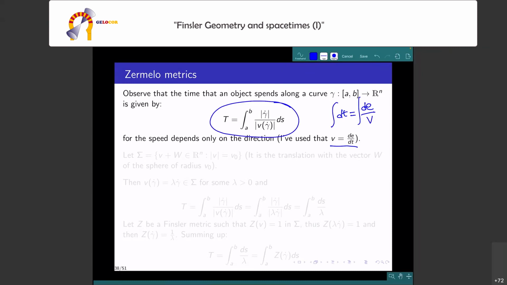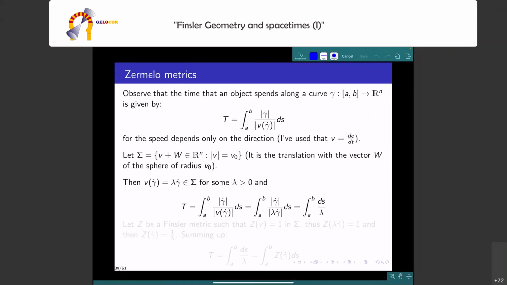Assume that the speed depends only on the direction. In such a case, we can define this hypersurface here. If you have a wind, this hypersurface is obtained like this: the velocity without wind plus the wind. In this case, we are considering velocities which always have the same norm without the wind. So basically, sigma is the translation of a sphere of a certain radius.